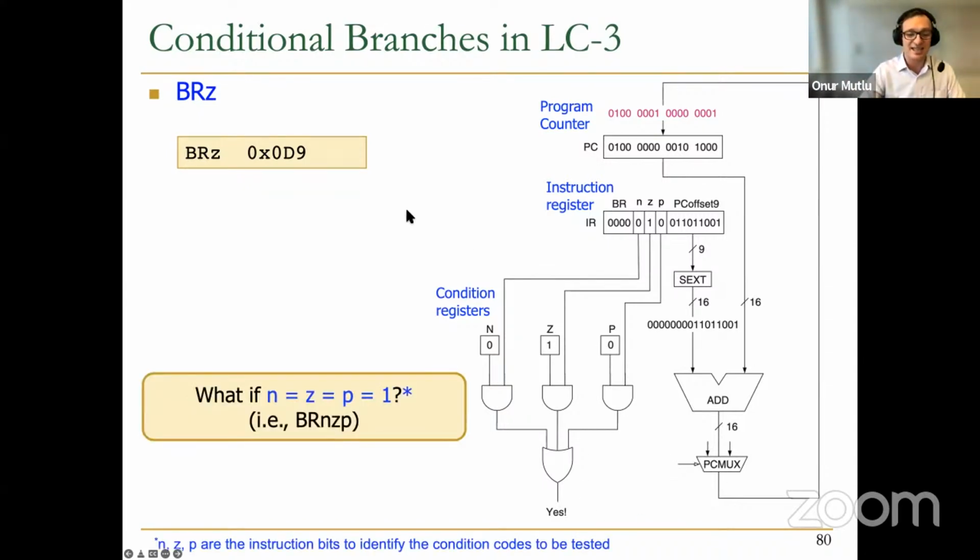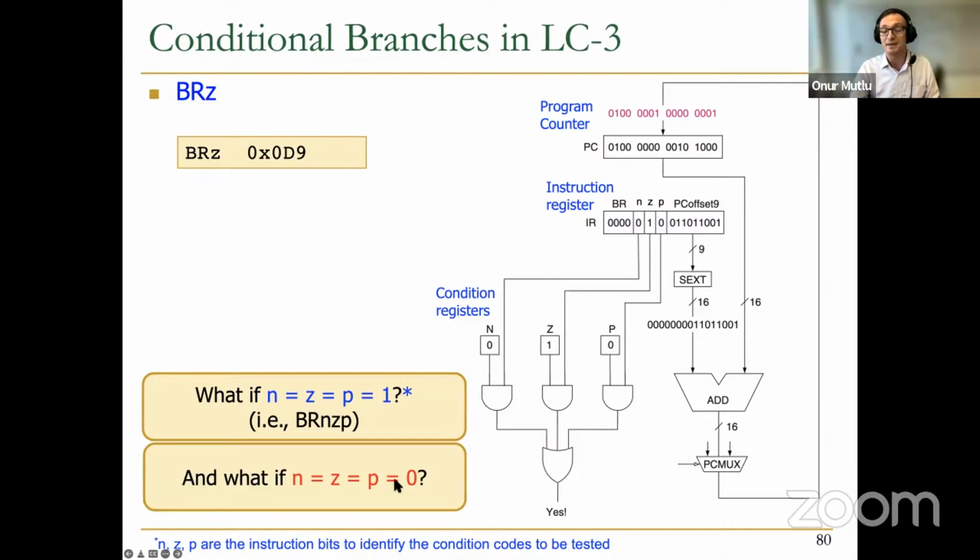Now there are some special cases. What if N, Z, and P are all 1 in your instruction? That means you're testing all of the condition codes, and at least one of the condition codes must be true. This means that this is an unconditional branch. Basically, this is very similar to a jump, except the address is calculated differently. What if you set NZP all to 0 in your instruction? This means that this is not a branch anymore. You're not really testing any condition codes. So the branch is a no operation instruction, basically, because none of NZP can be true.